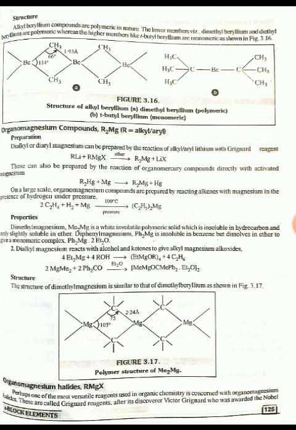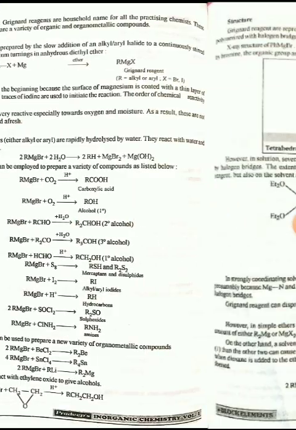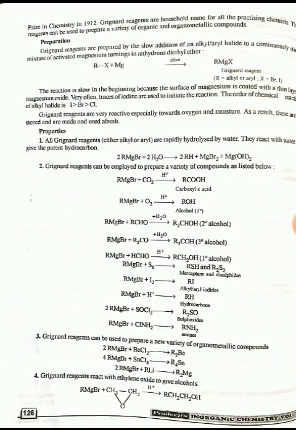Organomagnesium halide RMgX. Perhaps one of the most versatile reagents used in organic chemistry is the organomagnesium halides. These are called Grignard reagent after its discoverer, Victor Grignard, who was awarded the Nobel Prize in Chemistry in 1912. Grignard reagents are a household name for all practicing chemists. These reagents can be used to prepare a variety of organic and organometallic compounds.